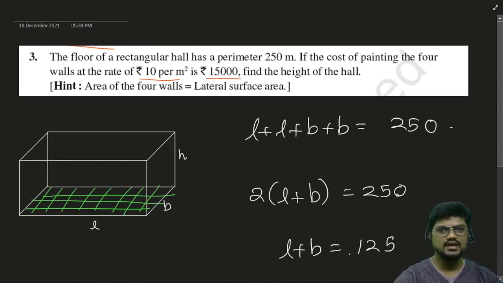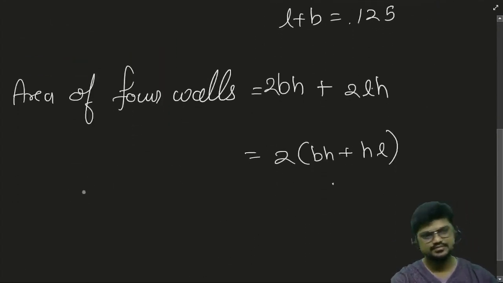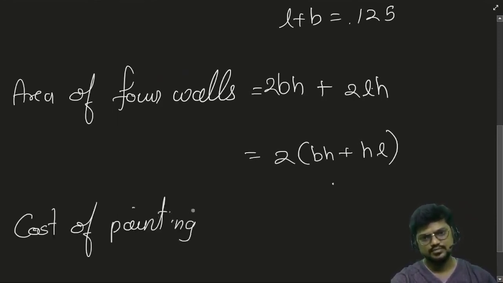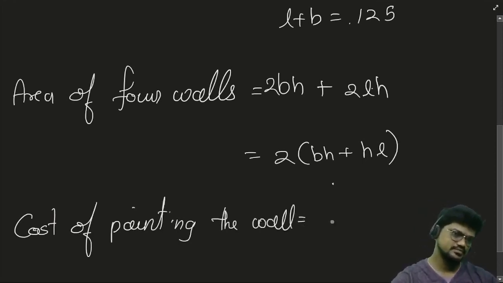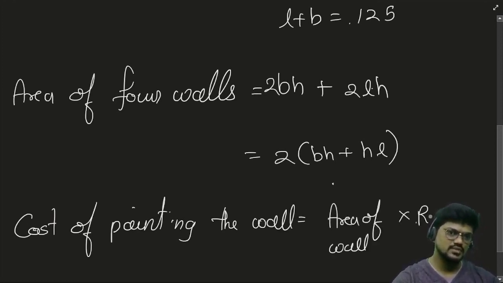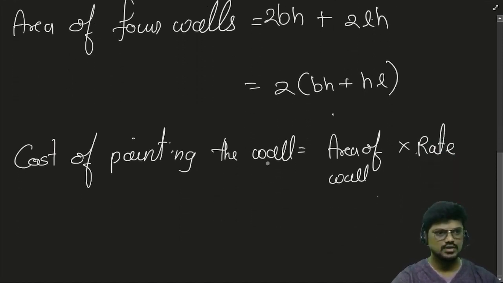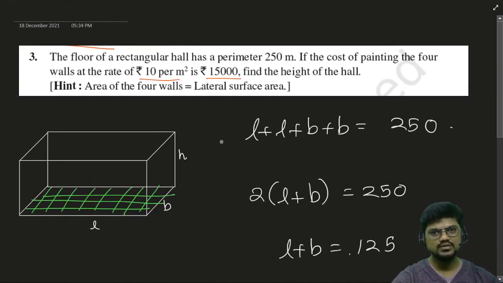Now what did they say? If the cost of painting the four walls at the rate of 10 rupees is 15,000, that is, the cost of painting the walls should be equal to what? Area of wall into its rate. Yes or no? The cost is already given, that is 15,000.